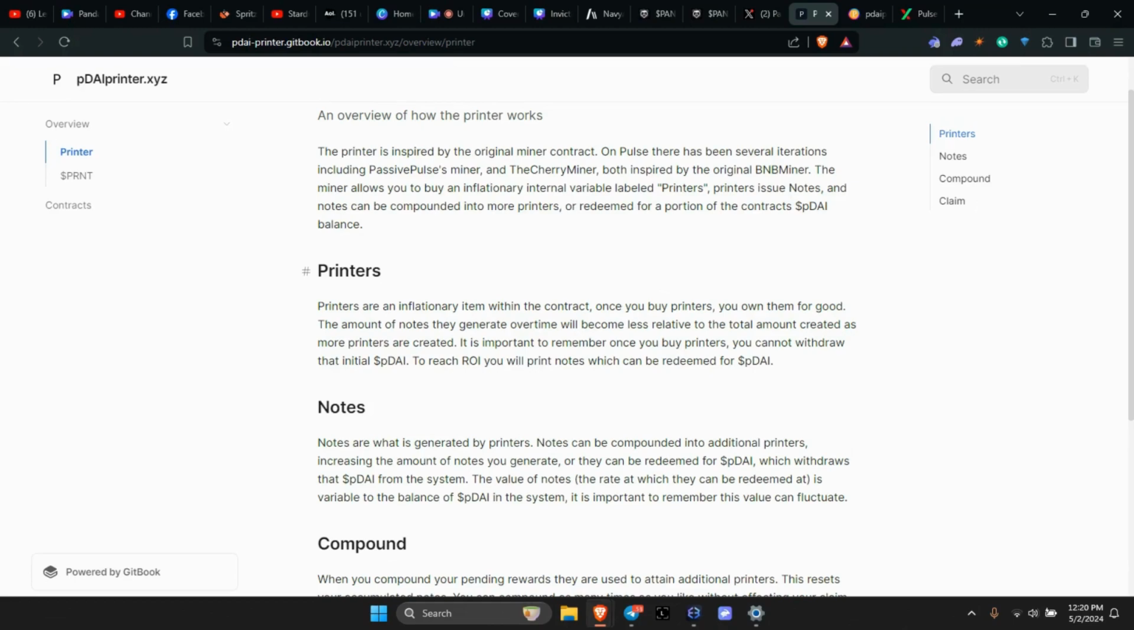Notes. Notes are what is generated by the printers. Notes can be compounded into additional printers, increasing the amount of notes you generate, or they can be redeemed for pDai, which withdraws that pDai from the system. The value of the note, the rate at which they can be redeemed, is variable to the balance of pDai in the system. It is important to remember this value can fluctuate.